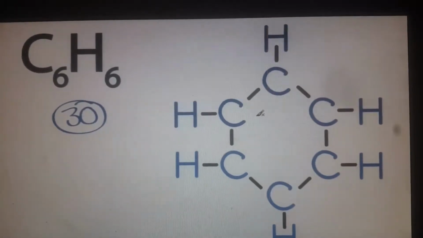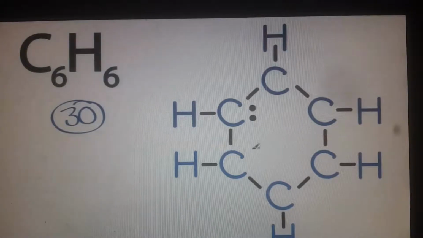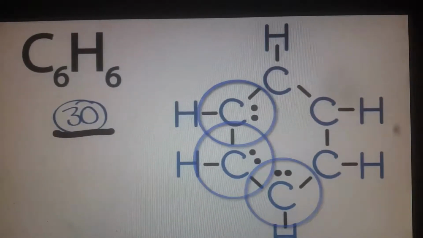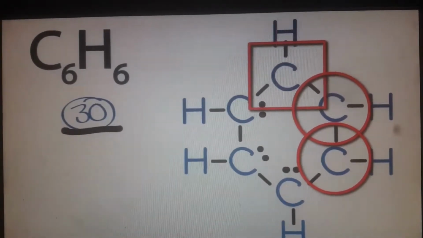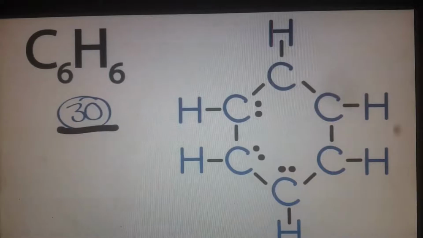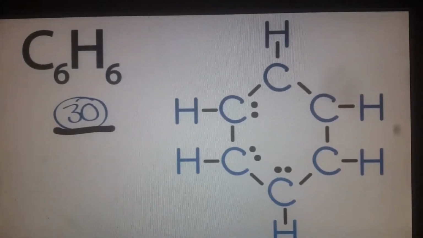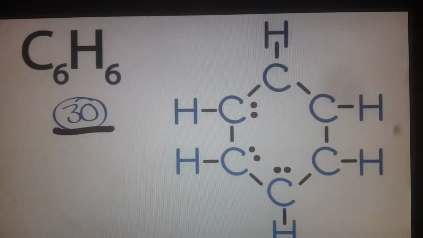So we have 6 valence electrons, so we'll put 2 here, 2 here, and then 2 here. But you can see right away we have octets on these carbon atoms, but these other 3 only have 3 bonds. So they only have 6 valence electrons, and they don't have a full outer shell. So we're going to need to form some double bonds. It looks like we'll need 3 double bonds.